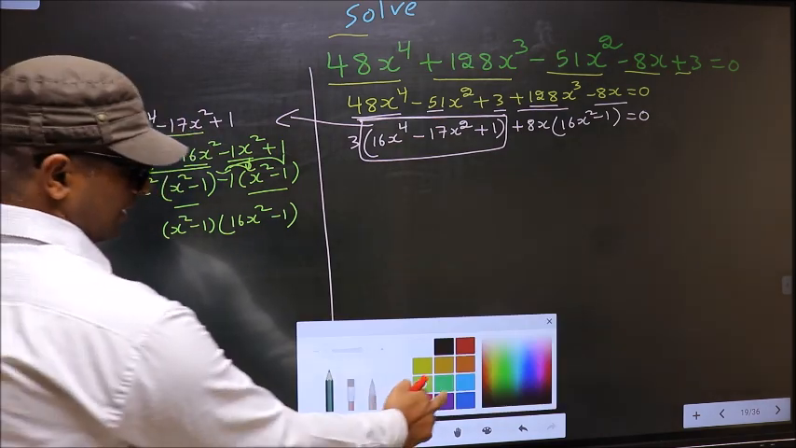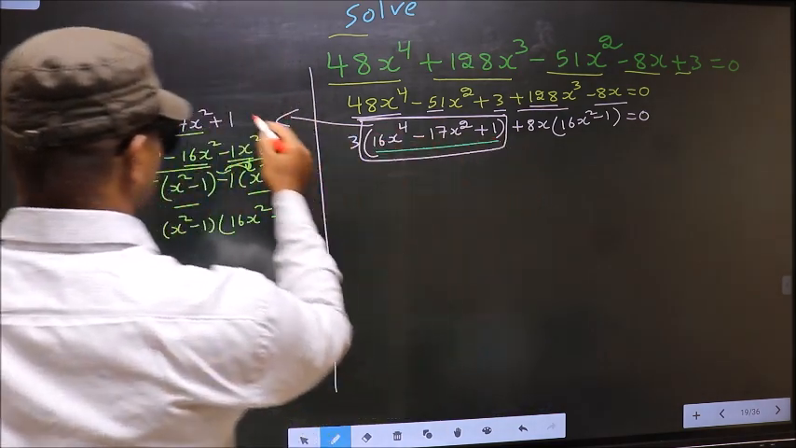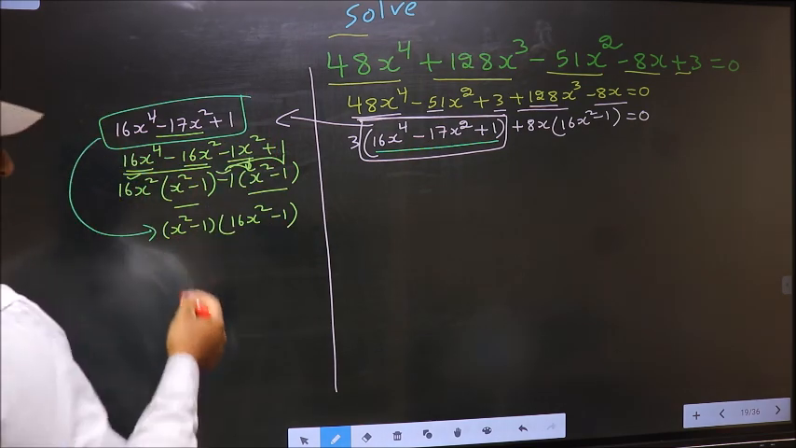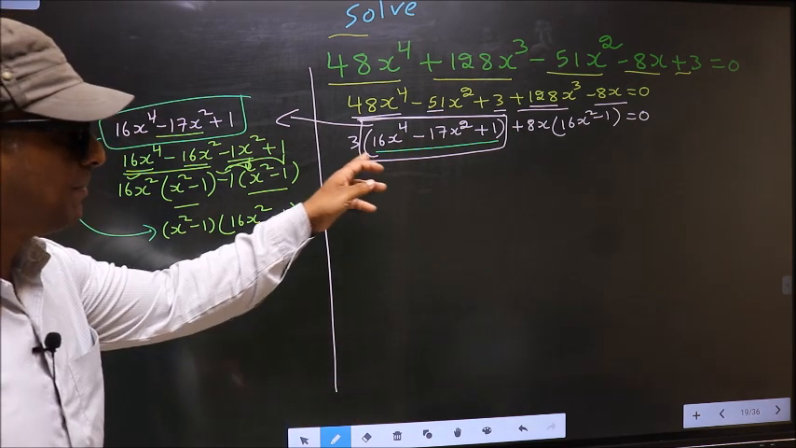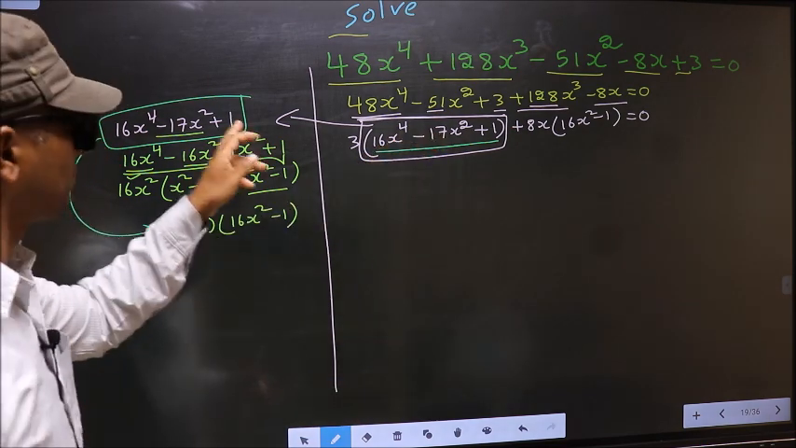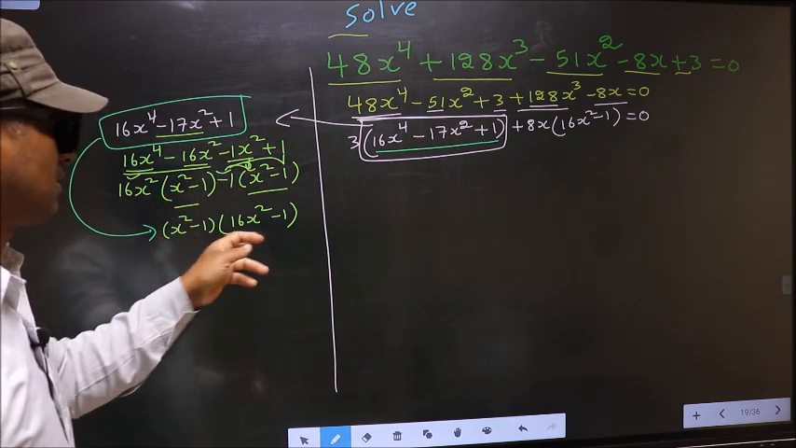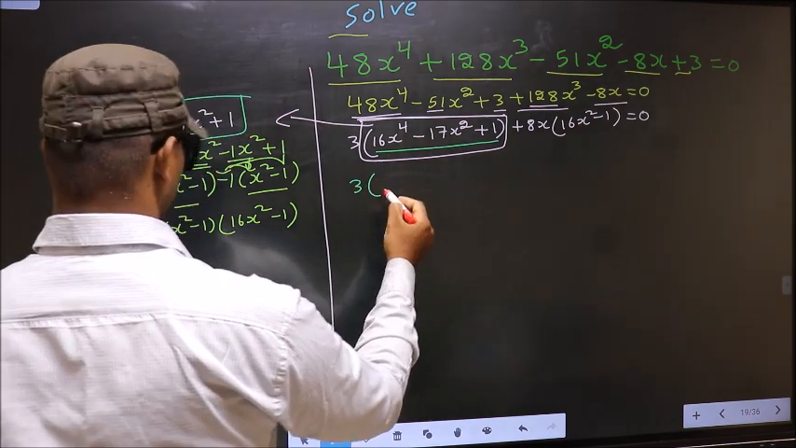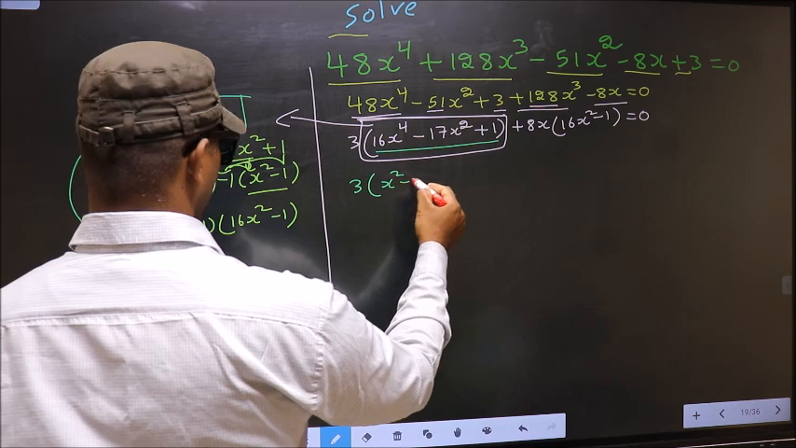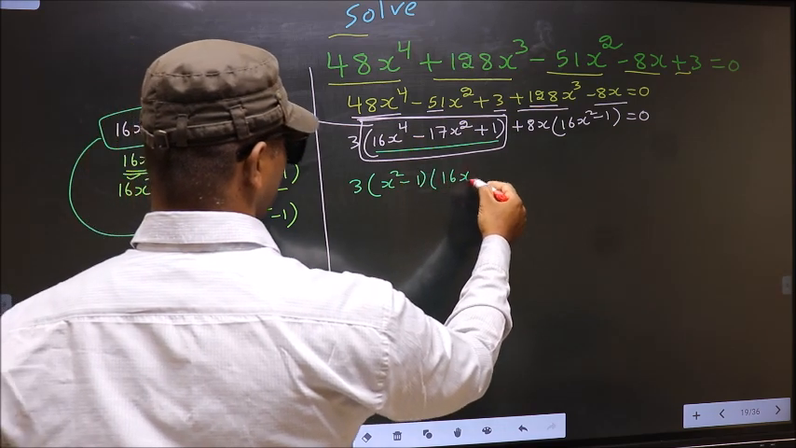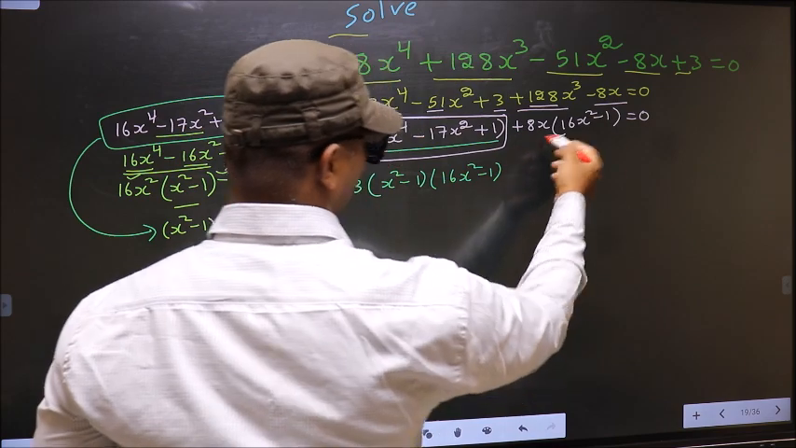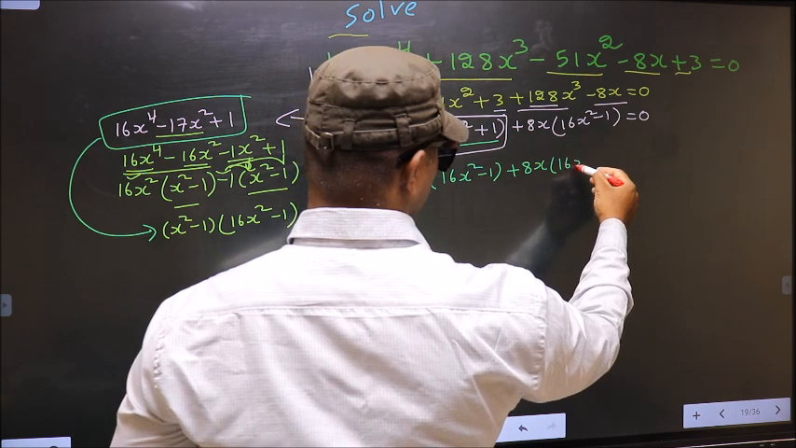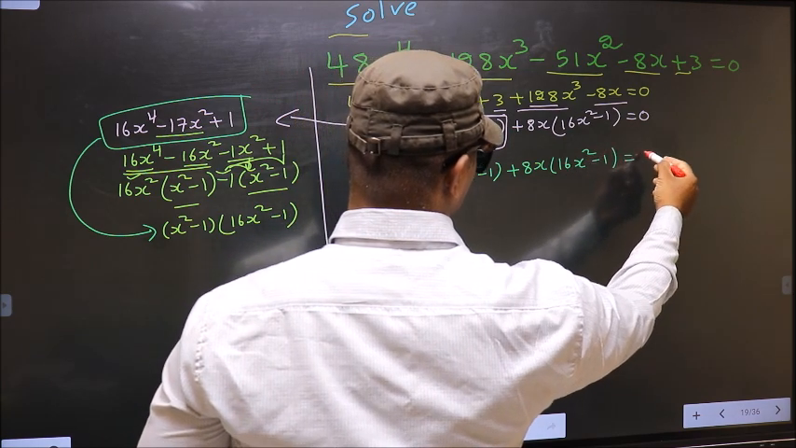Now in place of these three terms, we replace this. I repeat, in place of these three terms, we replace this. So let us replace. This equation becomes x square minus 1, 16x square minus 1. Over here no change, plus 8x, 16x square minus 1, equal to 0.